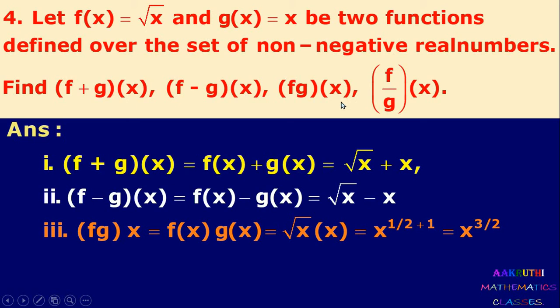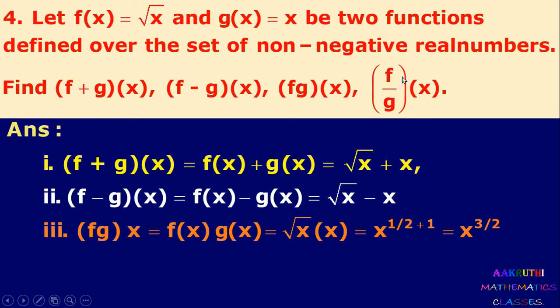F into g of x is f of x into g of x, and here f of x is root x, g of x is x. We can multiply this and simplify. So root x can be written as x to the power half and x is x to the power 1. When we multiply this, we get x to the power half plus 1. It is x to the power half plus 1 is x to the power 3 by 2. So therefore f into g of x is x to the power 3 by 2.